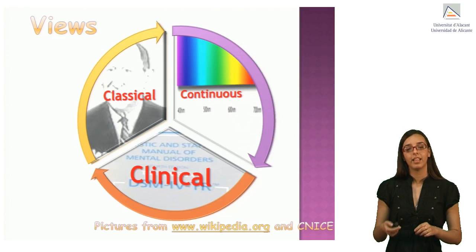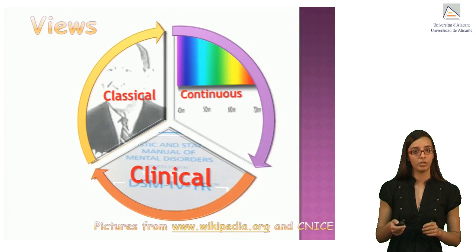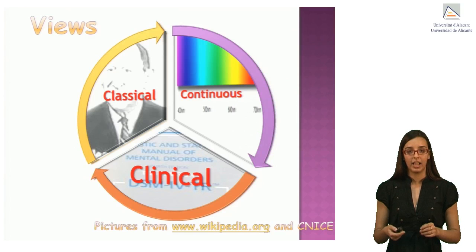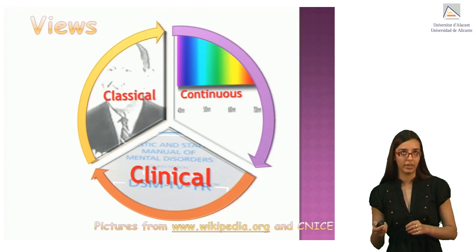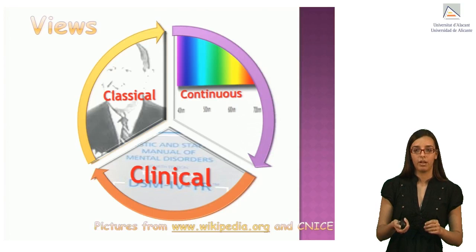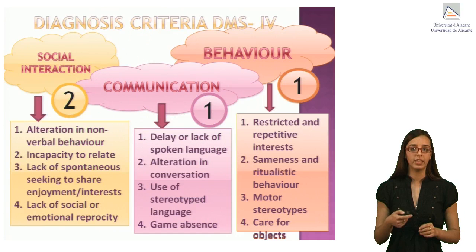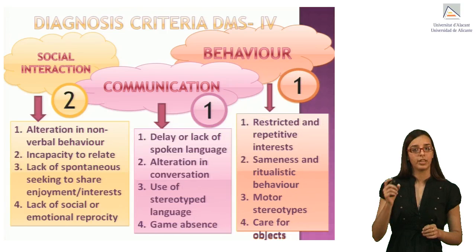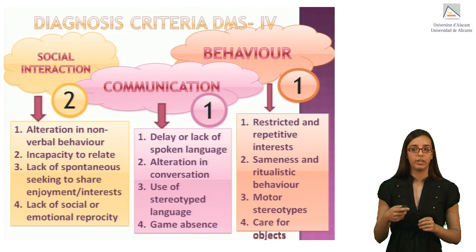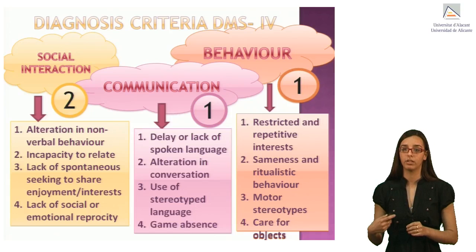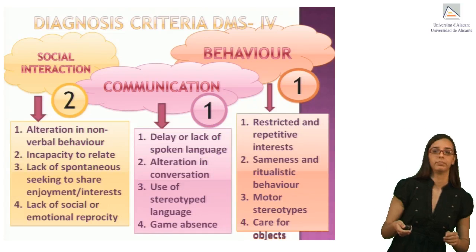And finally, the clinical version is the current one, and it states the following criteria that we are going to explain in the fourth edition of the DSM manual. And these are the following criteria. You can see 3 different sections. Well, we need to have at least 6 or more descriptions to get to the conclusion that a person has autism. Let's have a closer look.